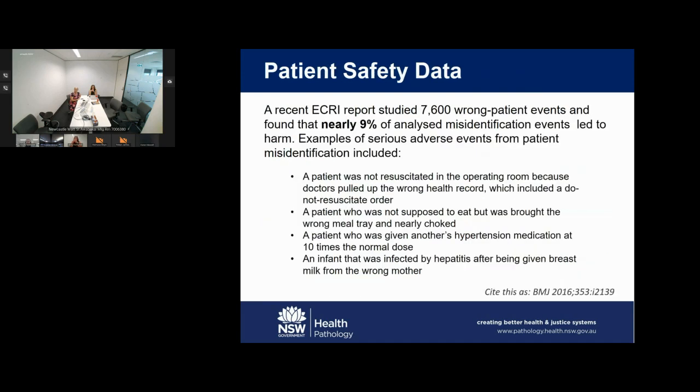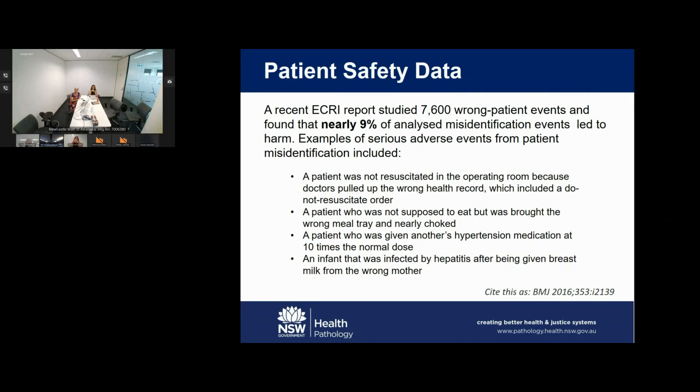And this is supported, this was in the British Medical Journal, I think 2016, and it was quite a number of patients, a big patient study, but in that 7,600 wrong patient events were identified, and 9% of those misidentified events led to harm, and a lot of those were actually serious adverse events for the patients.